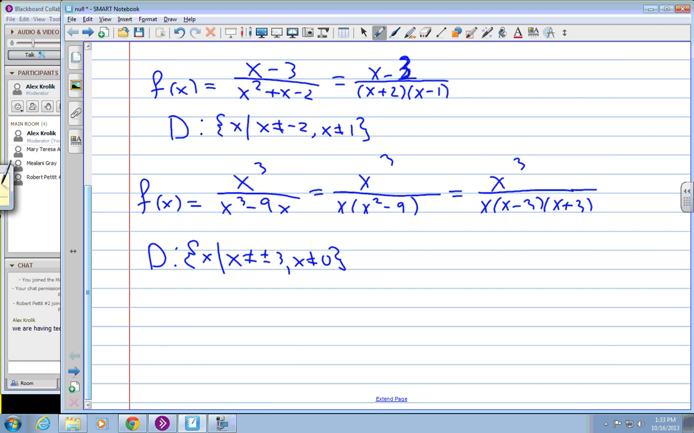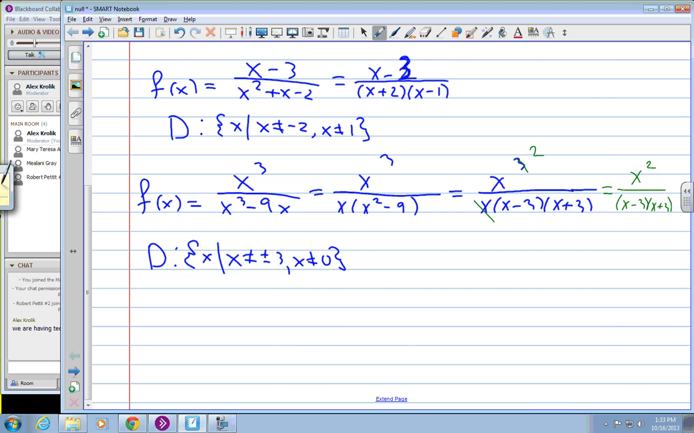Okay? Although I can simplify this function, I can cancel x, right? I can reduce it by one of the x's to get down to x squared over x minus 3, x plus 3, but that will not affect my domain. 0 still has to be excluded. So it has to be judged by the way the function is written originally.